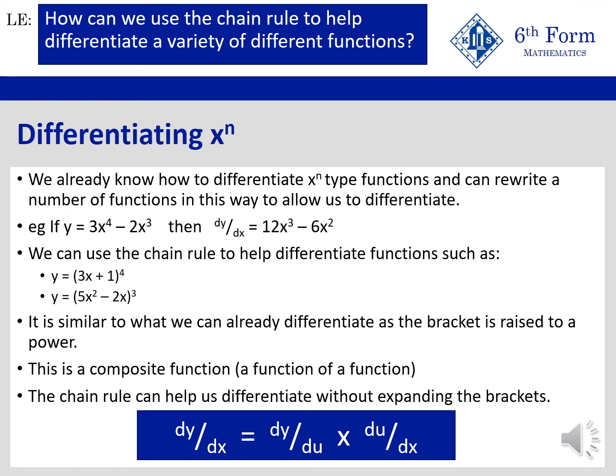So this is what our chain rule looks like. You should be fairly happy that this makes sense. We've got dy by dx. We're going to calculate dy by dx by working out two separate derivatives. We're going to work out dy by du, and then we're going to multiply that by du by dx.